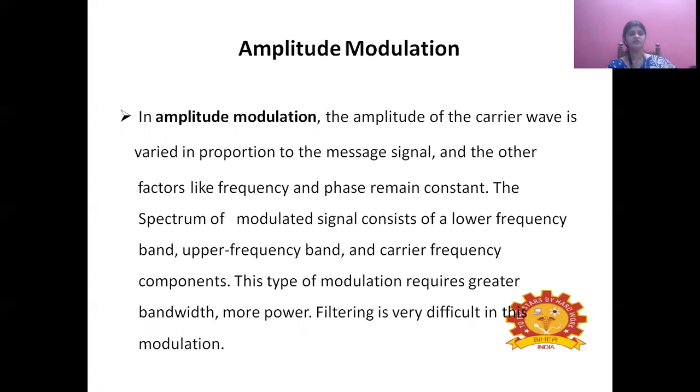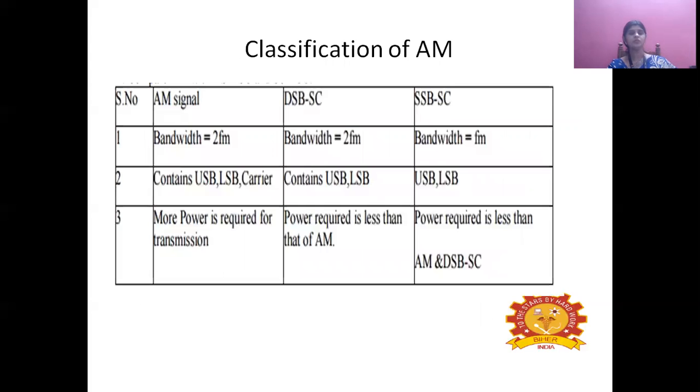So the spectrum of the amplitude modulated signal consists of lower frequency band, upper frequency band and carrier component. This type of modulation requires greater bandwidth, more power, and filtering is very difficult in this type of modulation. The different types of AM, that is the classification of AM. The AM signal, we already know, consists of upper sideband, lower sideband and the carrier signal. The bandwidth of the AM is 2 into FM, that is twice the modulating signal frequency.